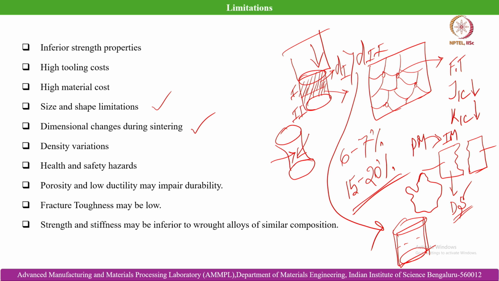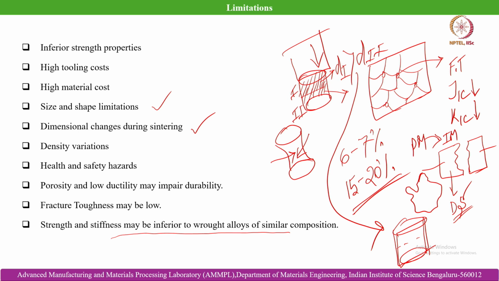So this is the case of density variations. Then, handling powder can sometimes cause health and safety hazards. There are also porosity and low ductility, which I explained earlier, and low fracture toughness, and the strength and stiffness may be inferior to wrought alloys of similar composition. That is because of the presence of porosity in powder metallurgy parts, which is often impossible to eradicate completely. So these are the pros and cons of the powder metallurgy process.